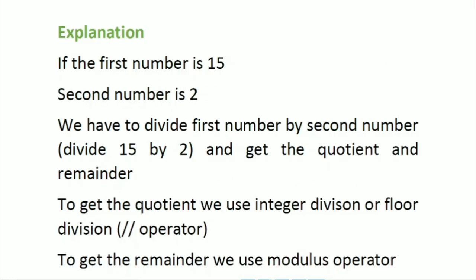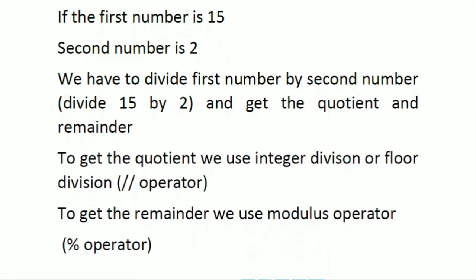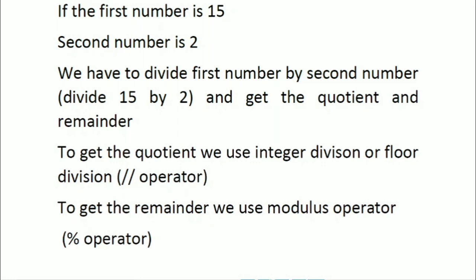So let us consider two numbers. Let the first number be 15 and the second number be 2. If we divide the first number by the second number, that is, if we divide 15 by 2, according to the program we have to get the quotient and the remainder. To get the quotient we use integer division or floor division, that is the double slash operator in Python. I will explain why we are using integer division to get the quotient, and to get the remainder we will use the modulus operator.